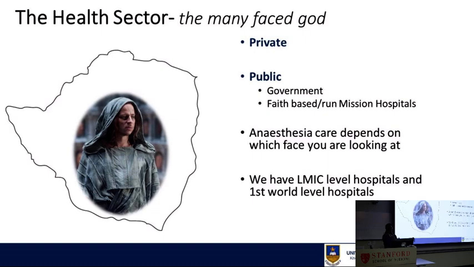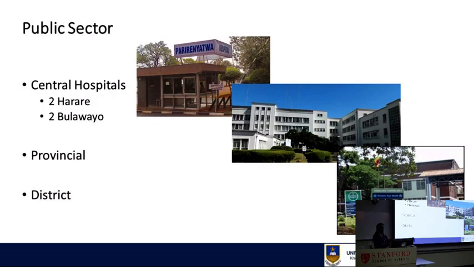So the anesthesia you get depends on which sector you're looking at. If you're in a private hospital, you're going to get state-of-the-art care, very similar to here. But if you're in our public sector, those are your low and middle income level hospitals, nothing like what you have in the first world. Common things being common, I'm going to talk about the public sector. One, because that's where I work. Two, it's the one that services the majority of the population. And three, it's also the one that's responsible for training our medical staff.